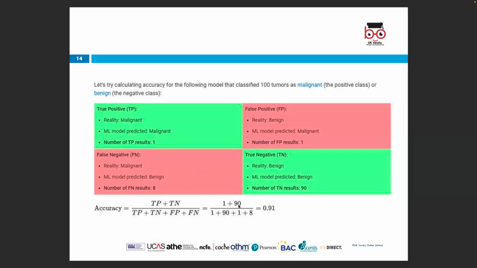That is 91 divided by the total, which is 1 plus 90 plus 1 plus 8, which is 100. So that is 91 divided by 100. That's 0.91. So that is literally what we have right there.